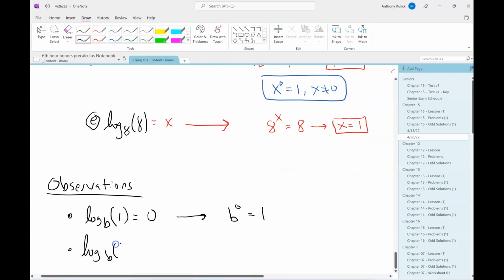Second observation, log base b of b is equal to 1. Very good. Again, if I recast that as an exponential, that's just saying b to the first is equal to b.